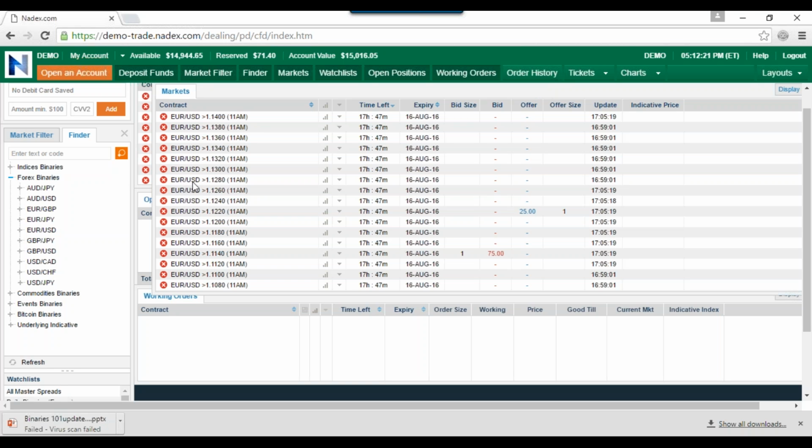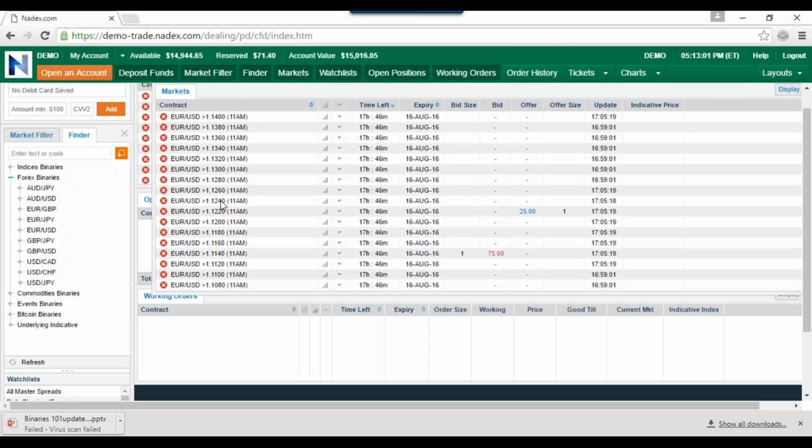It says that the euro-dollar will be greater than 1.1280 by 11 a.m. tomorrow. That's it. It's a statement. The euro-dollar will be greater than 1.1280. Yes or no? Will it be greater than that, or will it not? By 11 a.m. tomorrow, will the market be above 1280 or will it be at 1280 or below? It's simple yes or no, true or false, up or down, right? That is a binary. Each one of these is a different binary contract.